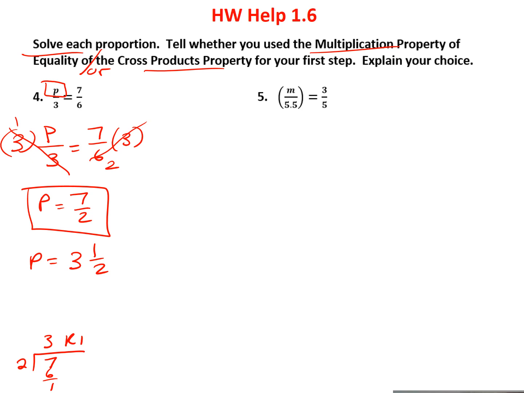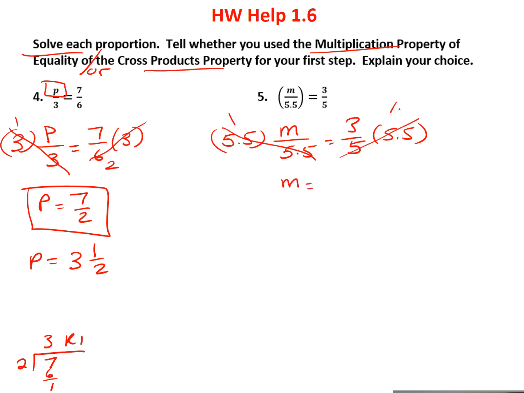The second problem is just like the other one. Notice the M is in the numerator. So when I go to solve this, I don't need to cross multiply. I just have to undo divide by 5.5. The inverse operation of dividing by 5.5 is multiplying by 5.5. So that's 1, and I'm left with M. And in this case, 5 goes into 5.5 1.1 times. So I have 3 times 1.1, and so my answer is M equals 3.3.